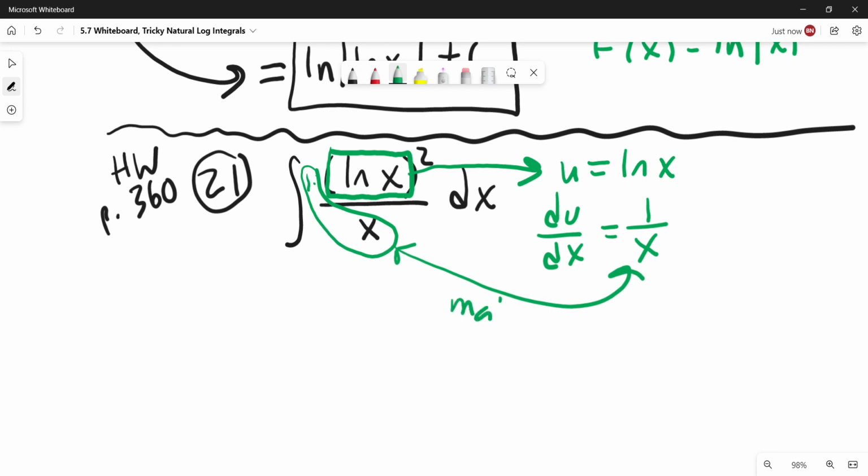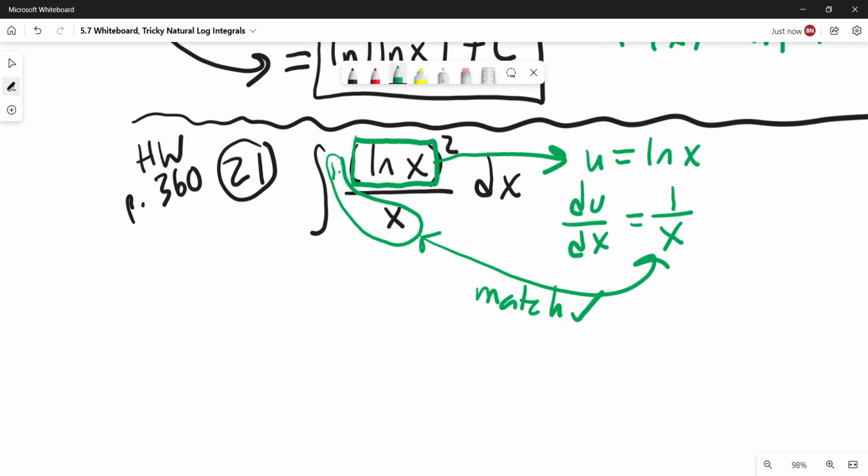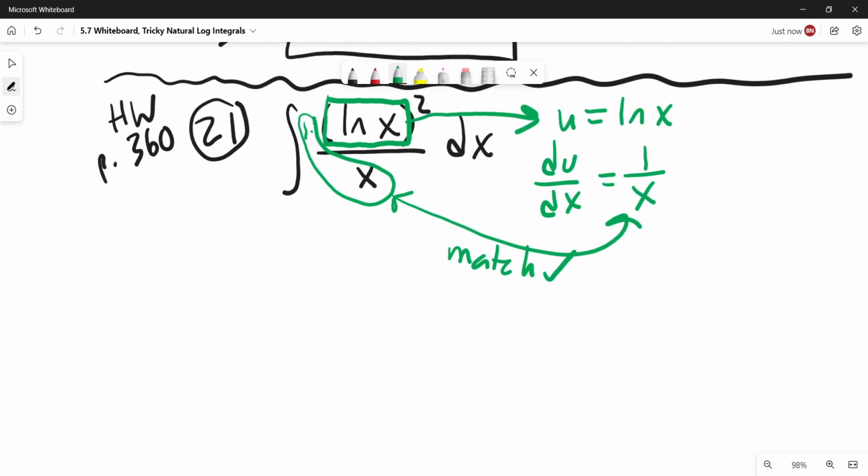So you already have it, right? You already got it. You don't even have to change it around or do formal u substitution or anything crazy. This one's actually not hard. It's just a little bit mind-bending.